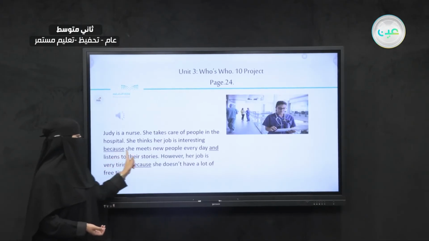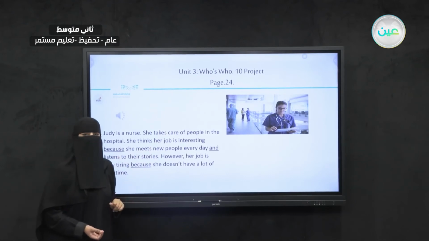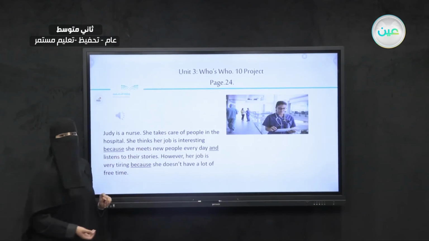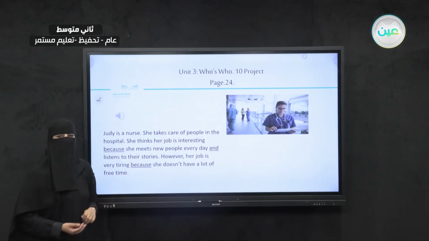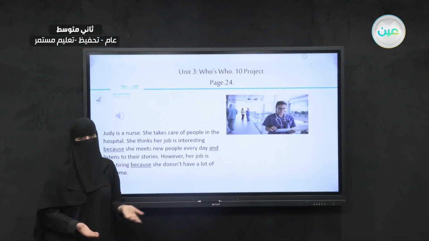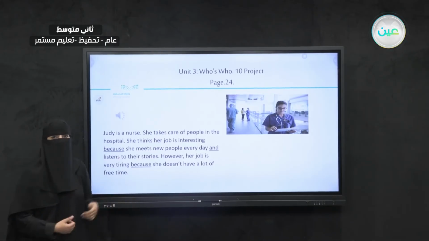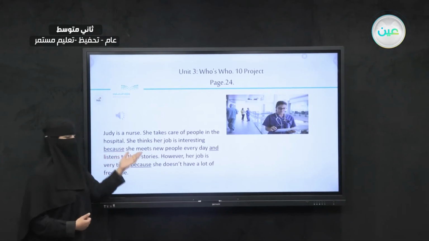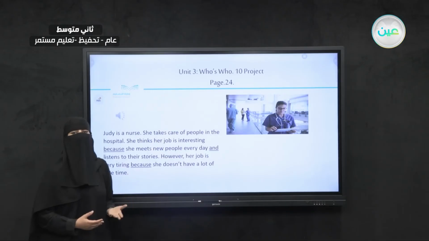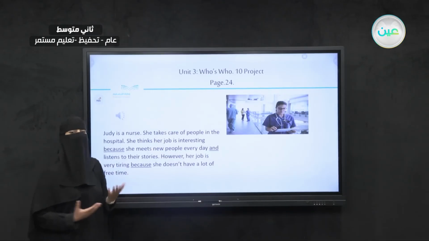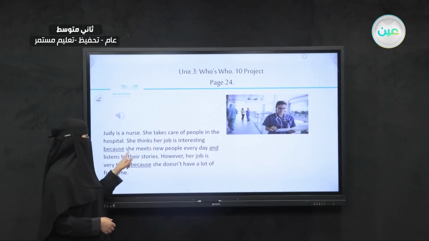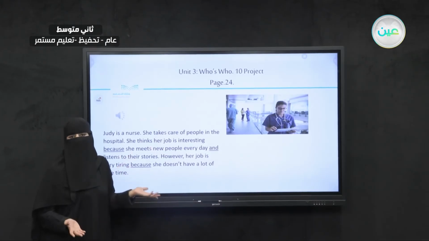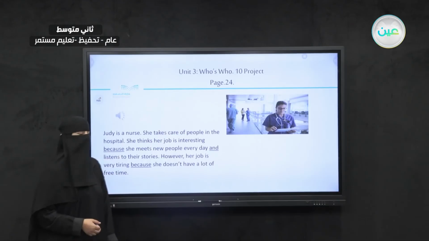Look at the word meets and listens. Can you see the tense here? Both of them are verbs and we added S to the verb. But how about if we're talking about more than one person? How about nurses? So can we say nurses meets? No. Nurses meet. Nurses listen. We are not going to add S to it. We have S here because Judy is one person and she's a girl.